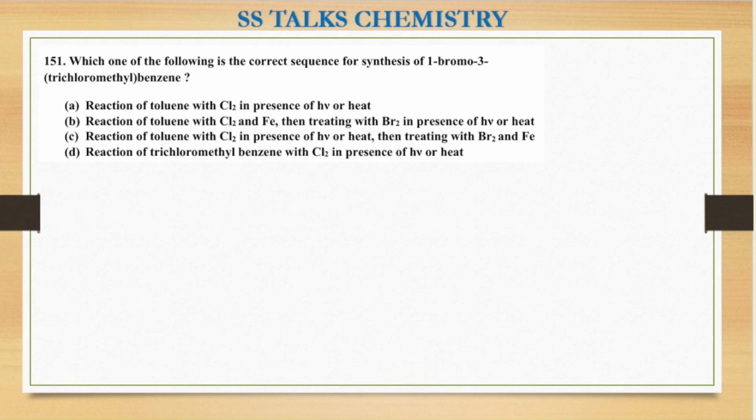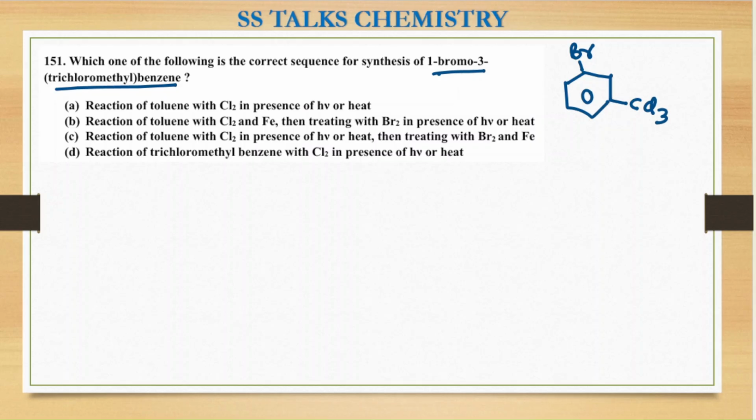The first question is there on your screen. It says: which of the following is the correct sequence for the synthesis of 1-bromo-3-trichloromethyl benzene? So this molecule you have to synthesize. At the first position bromine is present, and meta to it there is a CCl3 group.